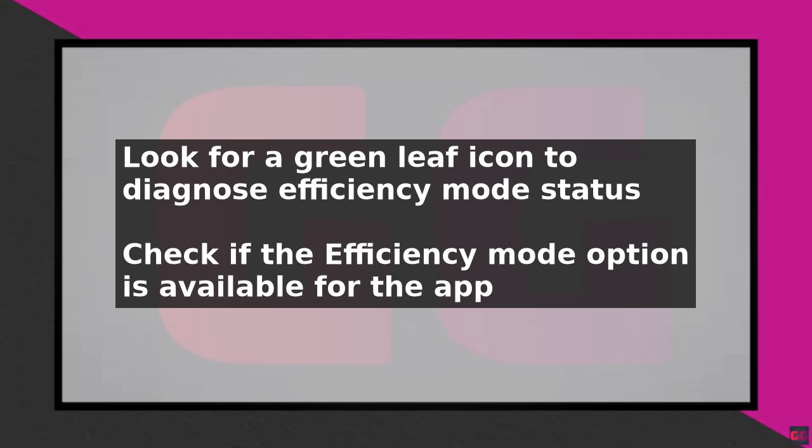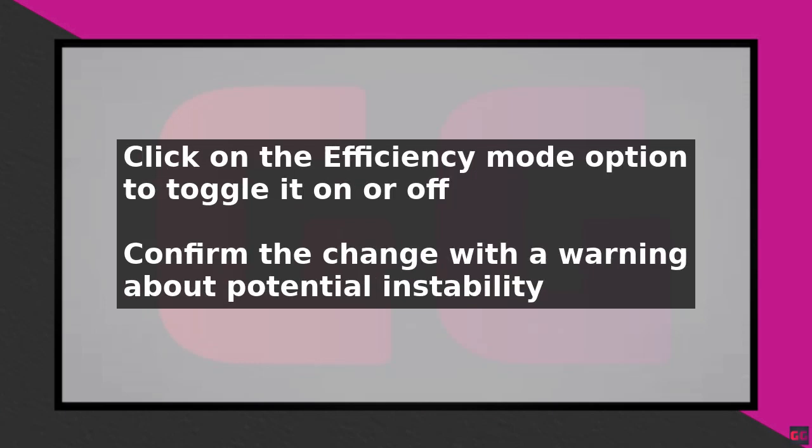Note that efficiency mode is automatically enabled for some apps, including Windows widgets and Chrome. To enable or disable efficiency mode for a specific app, click on the app and check if the efficiency mode option is available. If it's grayed out, you won't be able to change the setting. If the option is available, click on it to toggle efficiency mode on or off.